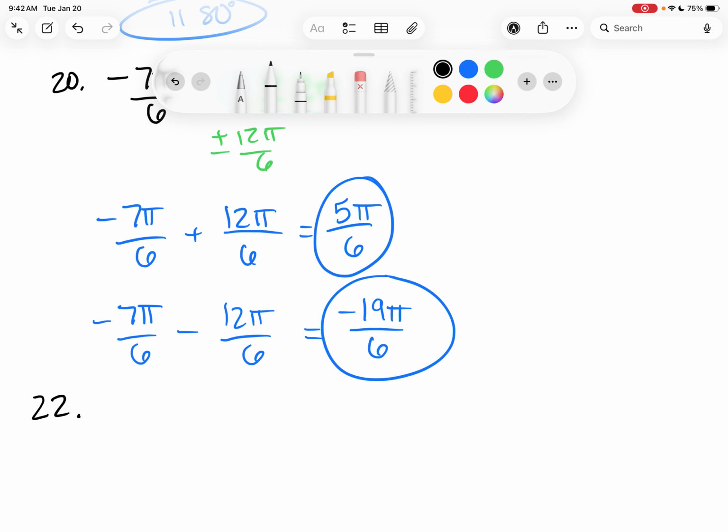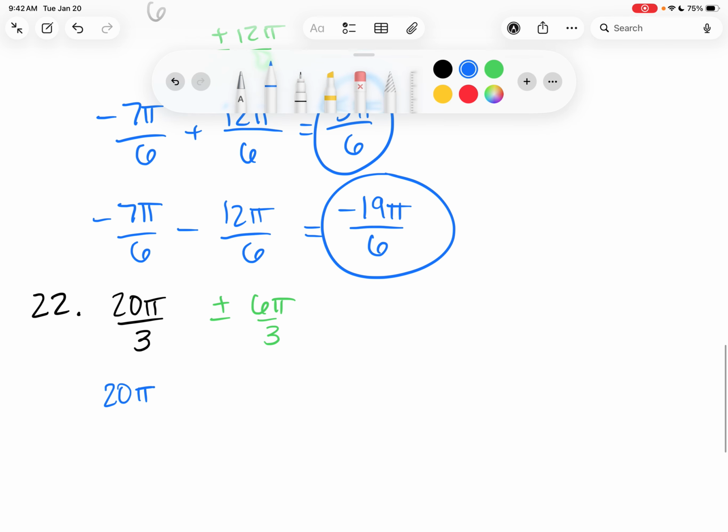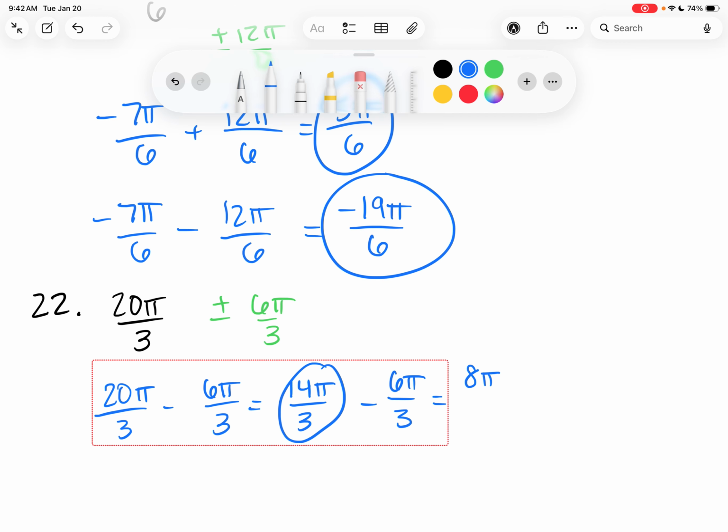Another one in radians, 20 pi over 3. Oh my goodness. So, what fraction would I be able to use that's equivalent to 2 pi, but that is a pi over 3 value? Yep, 6 pi over 3. So I'm going to be adding or subtracting 6 pi over 3. Now, again, because I see that 20 is much bigger than 6, I'd probably just start by subtracting, but that's up to you. 20 pi over 3 minus 6 pi over 3 is going to be 14 pi over 3. So that's one option. I can subtract another 6 pi over 3, and that is 8 pi over 3.